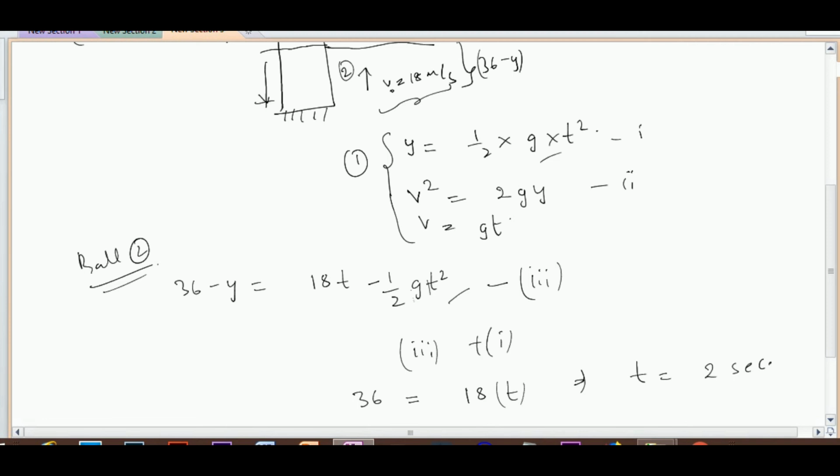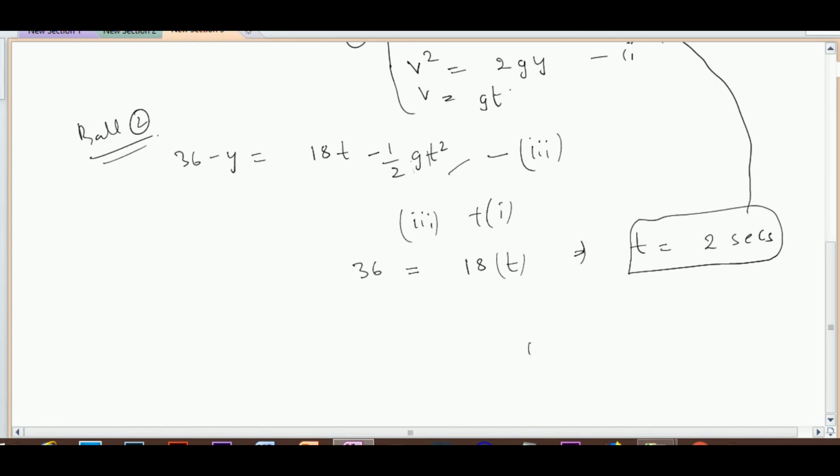If we get t is equal to 2 seconds, we'll simply substitute the time in the first equation and we'll get half into g into 4. So 10 into 2, that is equal to 20 meters roughly.